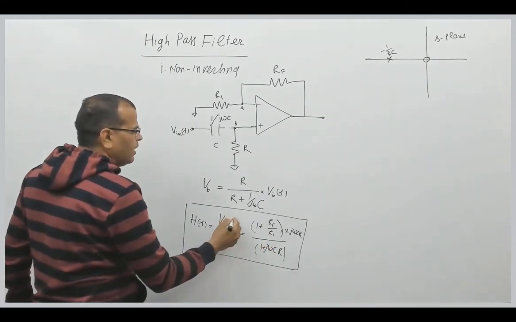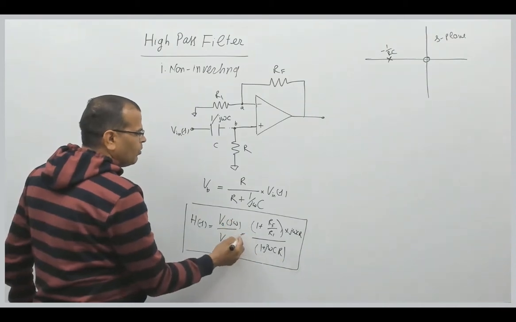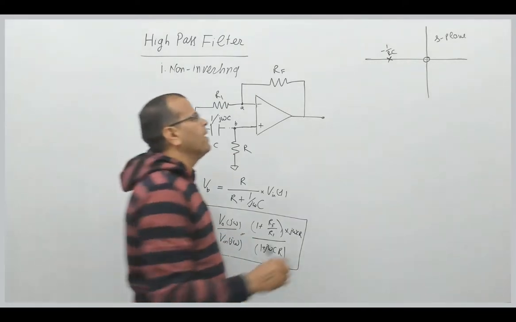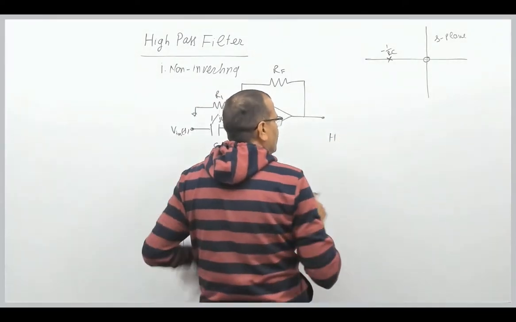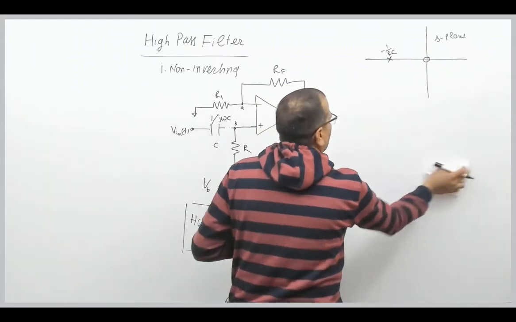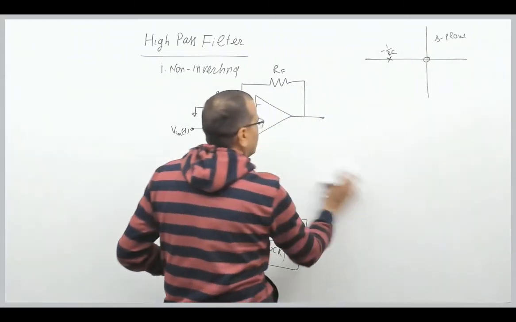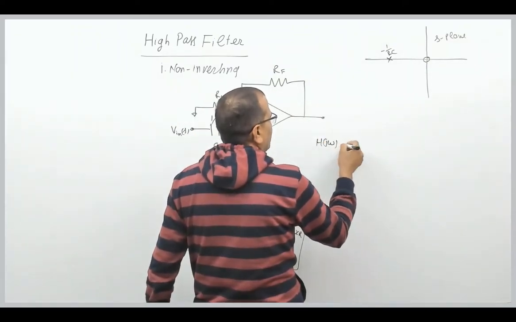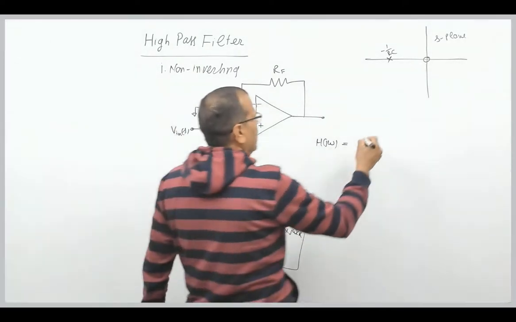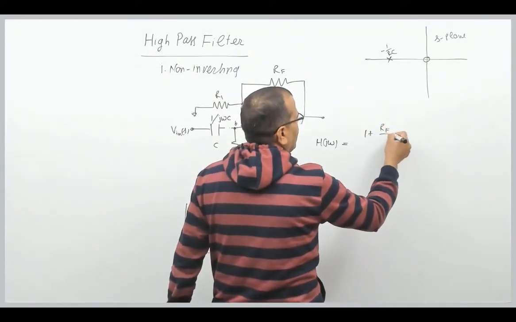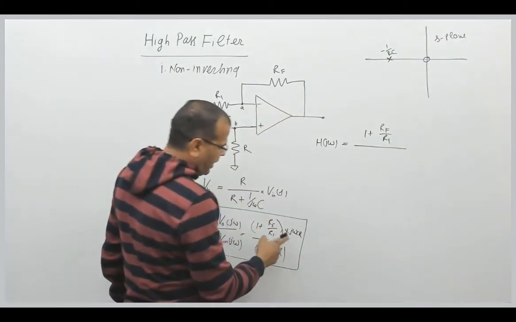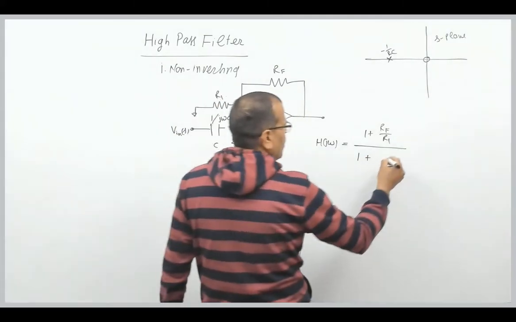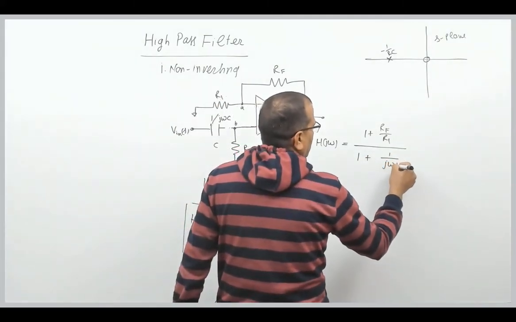S has to be replaced by J omega. Everything is otherwise similar, right? So the transfer function for this filter, that is nothing but the first order high pass filter, can be rewritten like this: H of J omega equals, you please see it carefully, 1 plus RF by R1, whole divided by, I can take this J omega in the denominator, we will have 1 plus 1 by J omega RC.